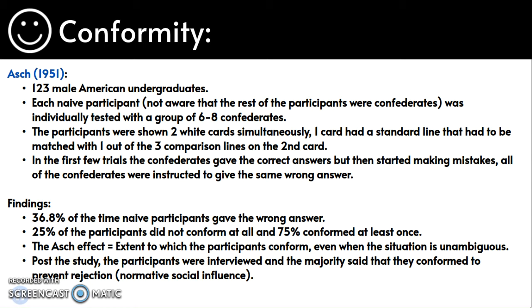In the first few trials, the Confederates gave the right answers, but then they started making errors. All of the Confederates were instructed to give the same wrong answer. It was found that 36.8% of the time, naive participants gave the wrong answer. 25% of the participants did not conform at all, and 75% conformed at least once. The Asch effect was said to be the extent to which the participants conform, even when the situation is unambiguous.